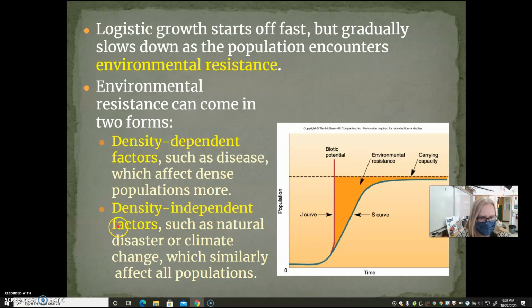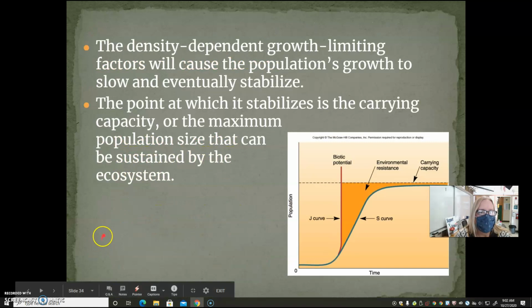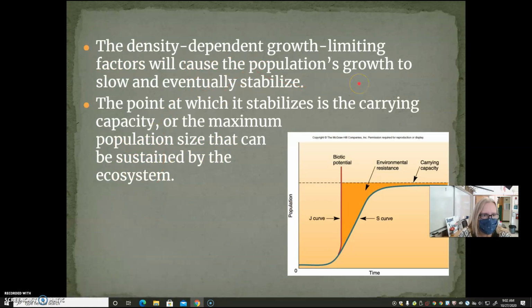Density-independent factors are like natural disasters or climate change or other things. It doesn't matter how many organisms are living in an environment, it happens anyways, and it'll affect however many organisms are living there. So that would be like a fire, climate change, some sort of other disaster, earthquake, etc. Okay? So the density-dependent growth limiting factors cause the population's growth to slow and eventually stabilize. And then that's where that carrying capacity is reached.